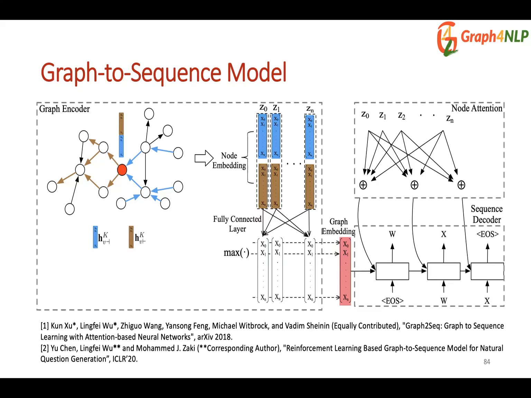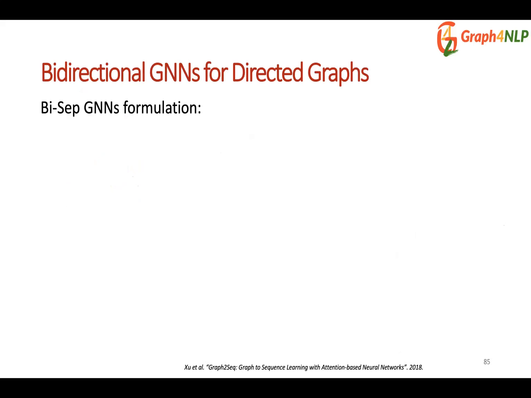As we all know, attention is also very important. Otherwise, without attention, the sequence decoder performance will be degraded a lot. Therefore, we have this attention-based sequence decoder so that we can do good decoding. Our previous paper talks about this graph-to-sequence model. And now let's go into the details.